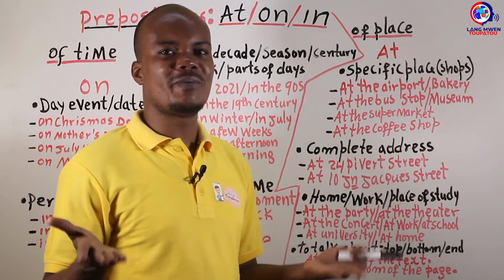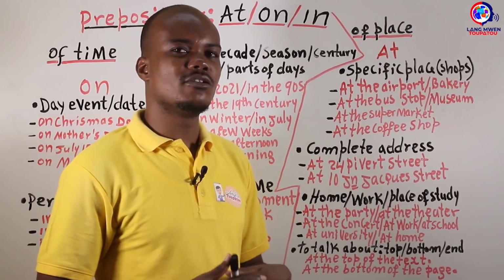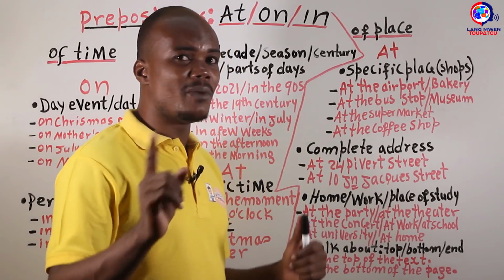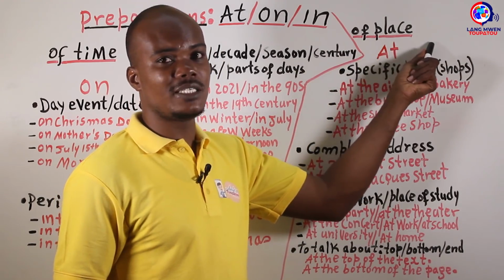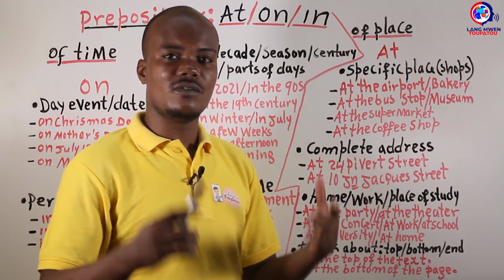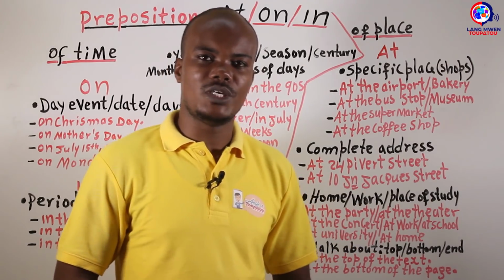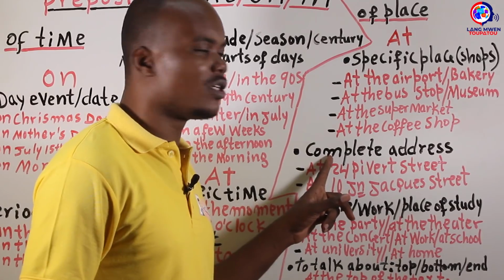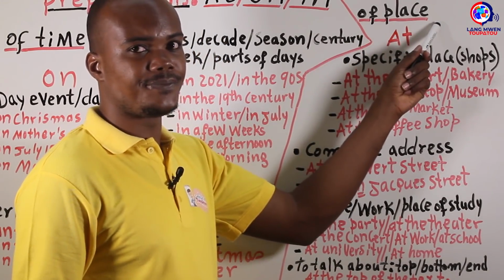And next, you use preposition at when talking about a complete address. Okay, a complete address. So remember when I was talking about preposition on as preposition of place, use it for street, for road, or for avenue. Remember that. You can say on Hever Street, on Christophe Street, on Pétion Street. But now, I'm talking about a complete address.